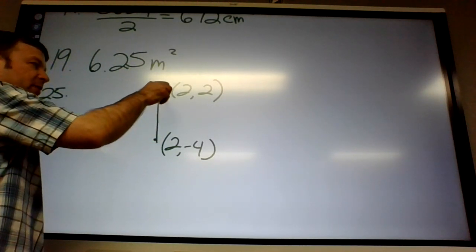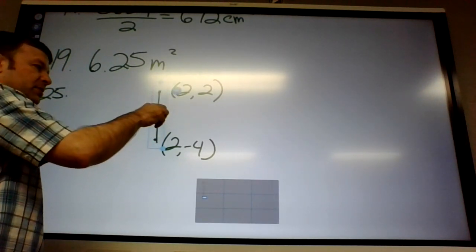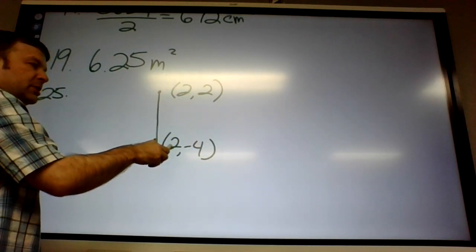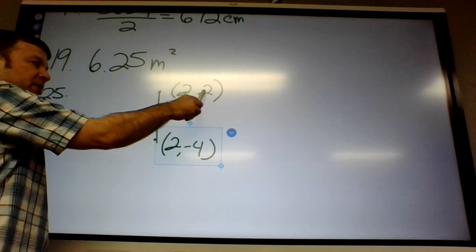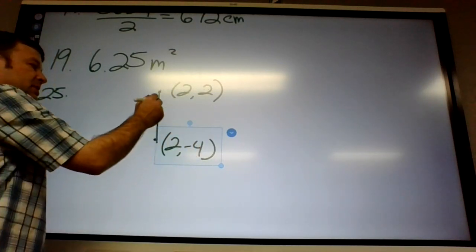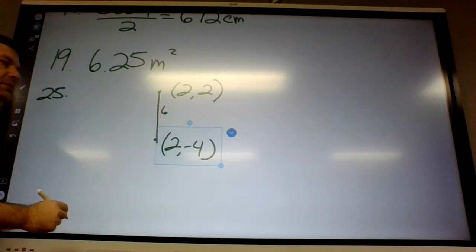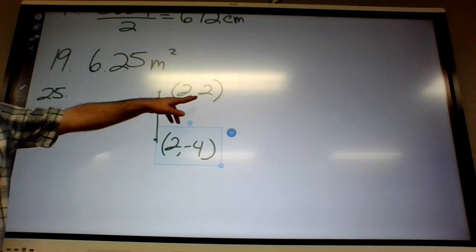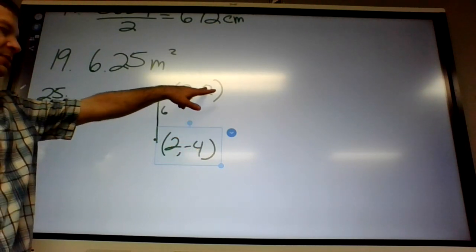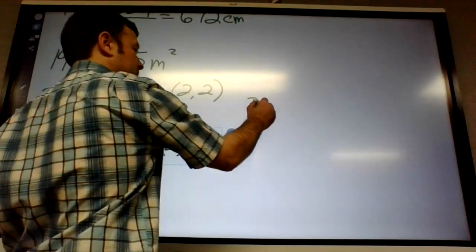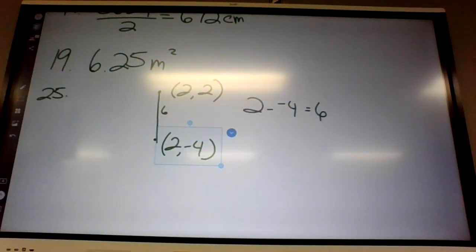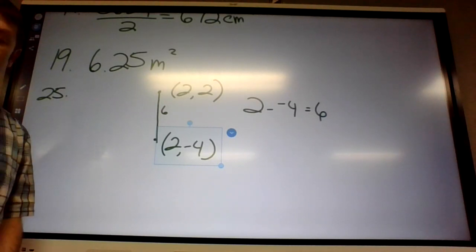Because it's straight vertical, you can just count, right? The 2 and 2 are the same on the x coordinate, so just the y value is changing. How far is it from 2 to negative 4? 6. From negative 4 to 0 is 4, from 0 to 2 is 2. Or you can think of it as 2 minus negative 4. Anyway, the length is 6. We'll say that's the base.